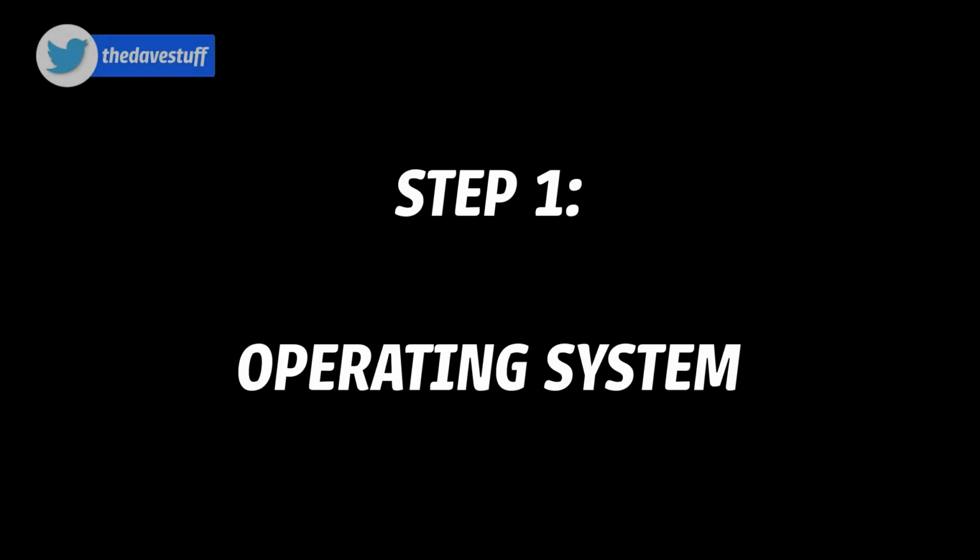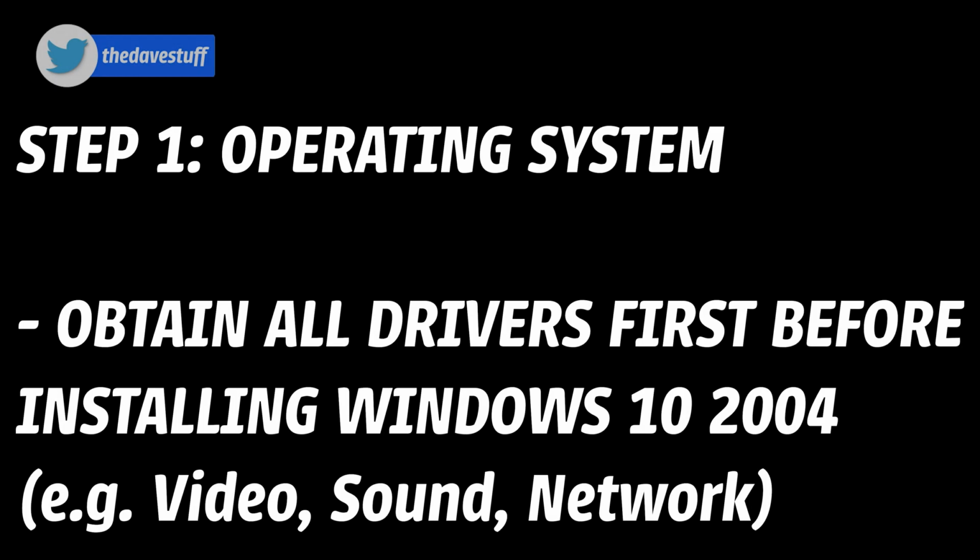Step 1. Operating system. If you are setting up your second partition as a second load of Windows 10 2004 as a clean install, get all the drivers for your PC. This includes video, sound, network card, etc. Whenever you install Windows 10, disconnect the network cable so that you can install the drivers offline.